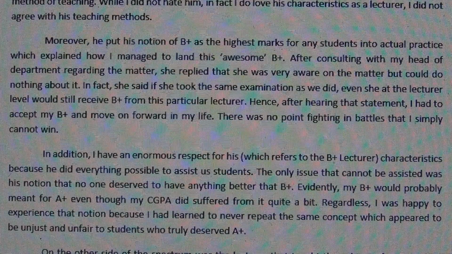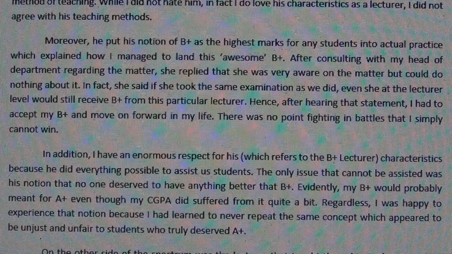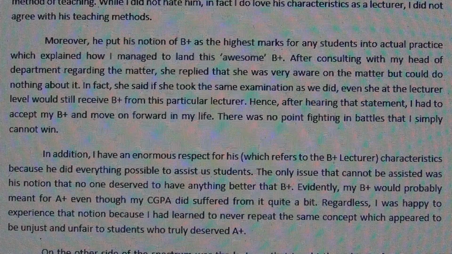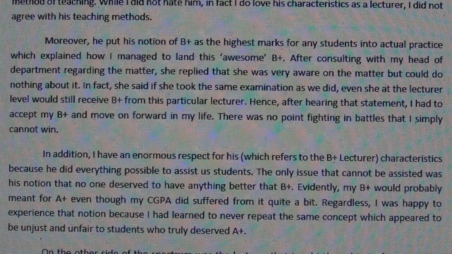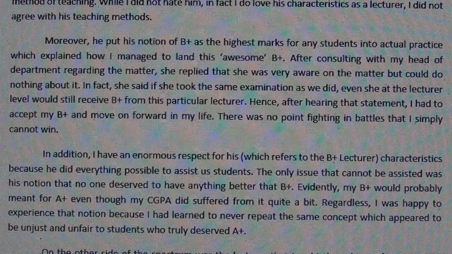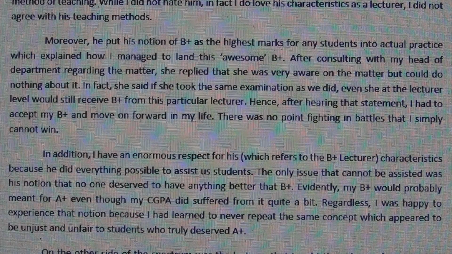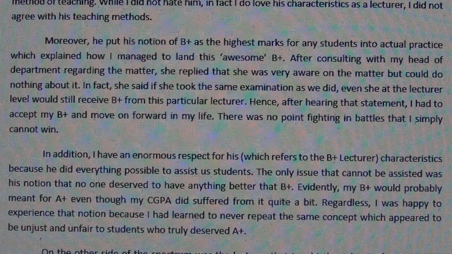In fact, she said if she took the same examination as we did, even she, at the lecturer level, would still receive B+ from this particular lecturer. Hence, after hearing that statement, I had to accept my B+ and move forward in my life. There was no point fighting in battles that I simply cannot win.